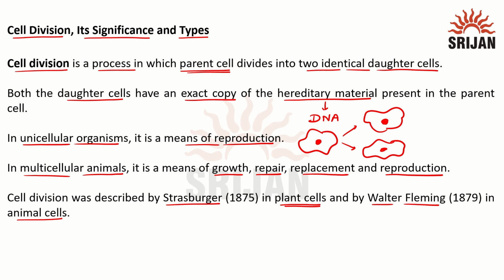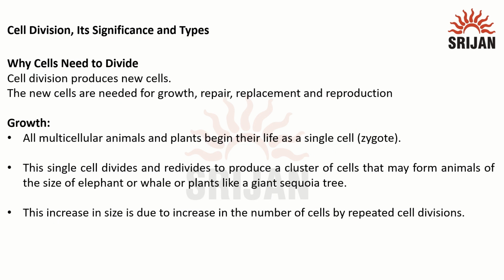Cell division was described by Strasburger in 1875 in plant cells, and it was described by Walter Fleming in 1879 in animal cells. Now if we see, why should a cell divide? What is the need? So the main concept is to produce new cells. Now why do we need new cells? New cells are needed for four main reasons: growth, repair, replacement and reproduction.